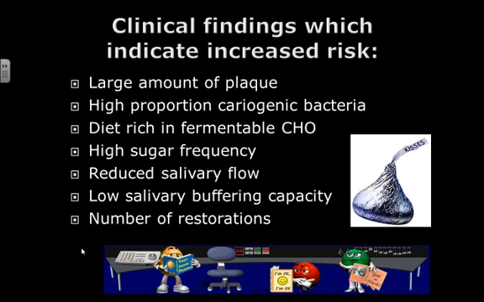We're going to look at clinical findings that may indicate an increased risk. The clinical findings would be the amount of plaque on the tooth. We can do testing to determine colony-forming units of Streptococcus mutans, which may give us an indication of teeth that are at risk for caries.